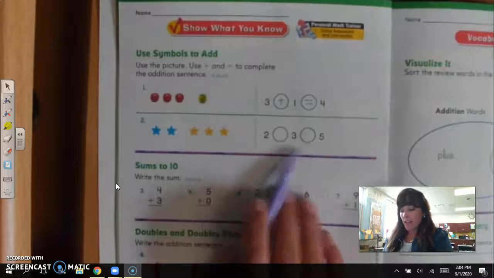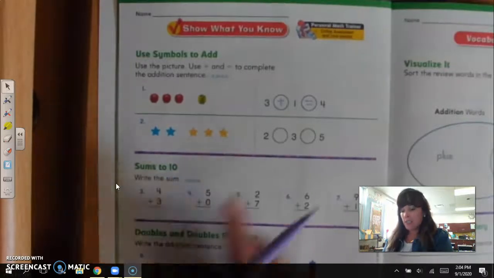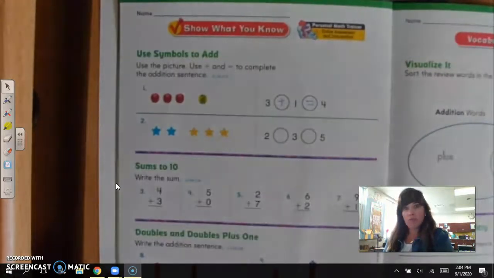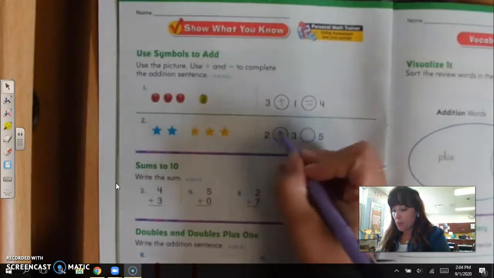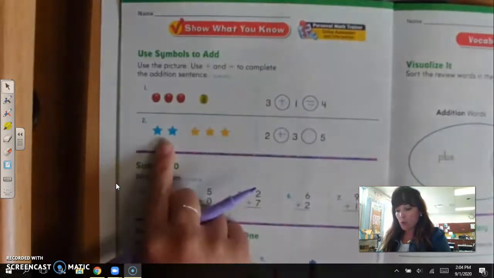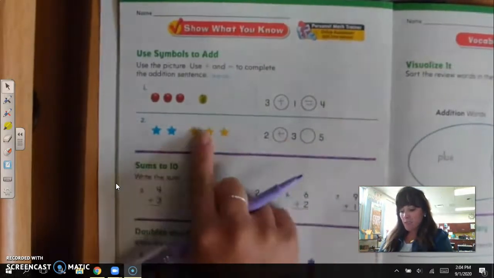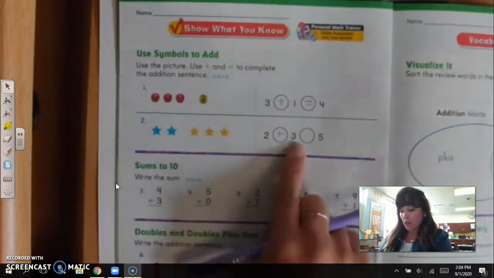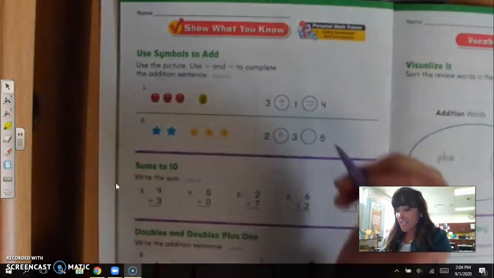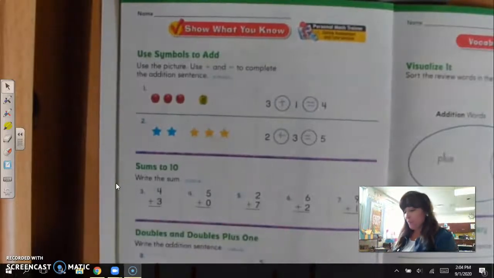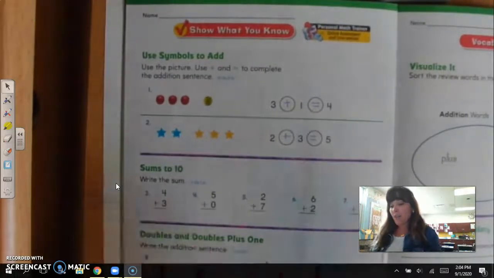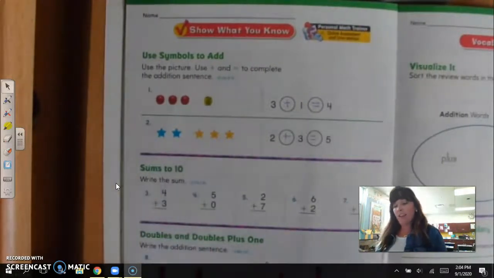I want to see if you can fill that out. Try that yourself first. See if you can figure out what to put in those circles. Got it? Hopefully you put 2 plus, there are 2 blue stars, plus 3 yellow stars, equals 5 stars altogether. Boom. Easy, right? Then we're going to go down, it says sums to 10, write the sum.